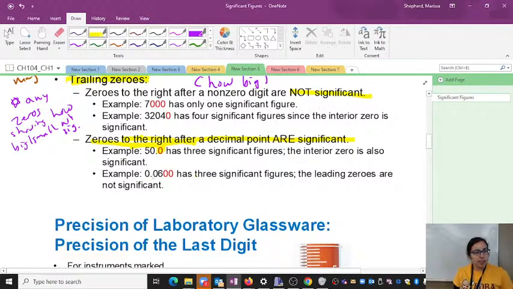Now looking at this next example, 0.0600. These 2 leading zeros are showing how small, so those are not significant. But then these last 2 here, we didn't need to put them there. They're not necessary, they're not showing how big or how small. What they're saying is, no, we can accurately measure out to this value. So in this case, these are significant, so that would be 3 sig figs.